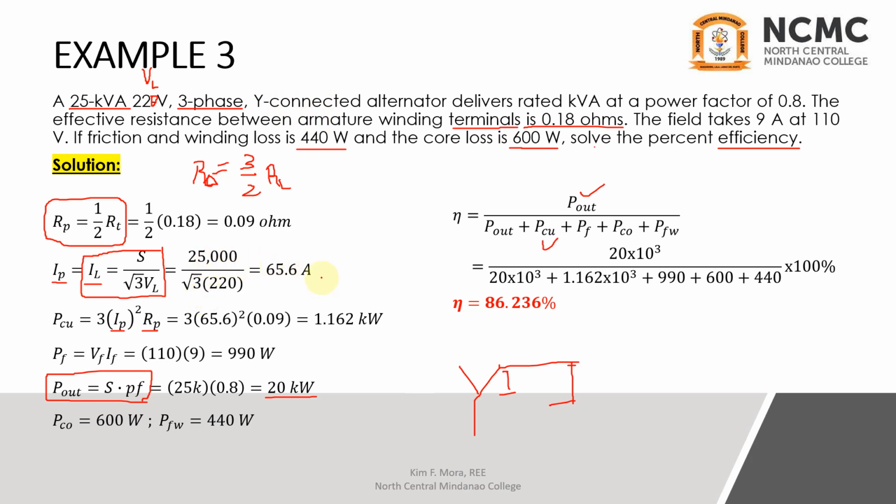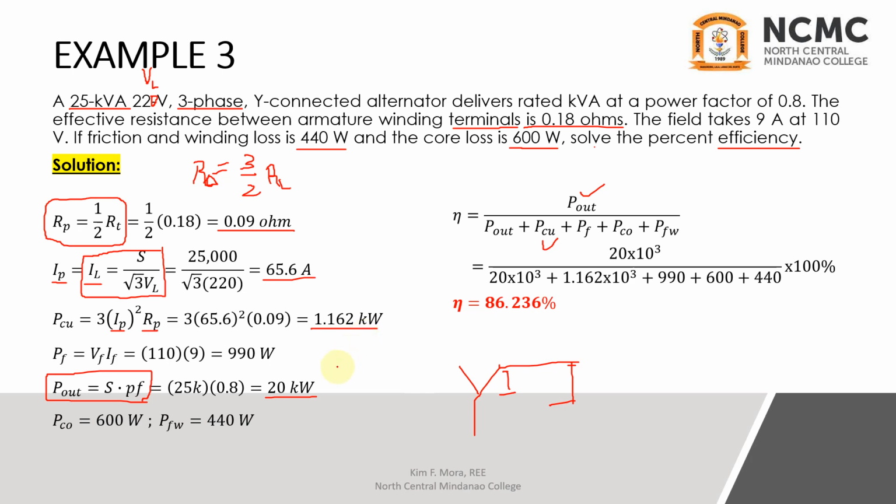So after getting our phase current, then na po tayo phase resistance. So ato na po ng substitute na dayon. So 3 times our current, that is 65.6 squared multiplied by our resistance. Then we have our copper loss na dayon.